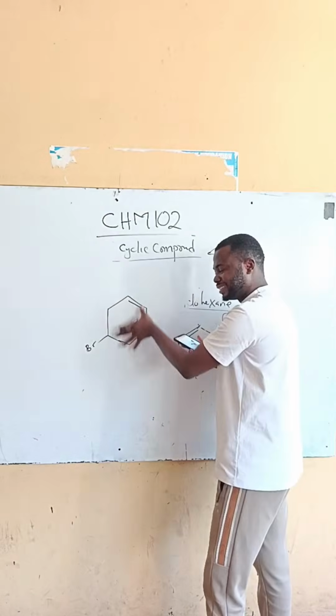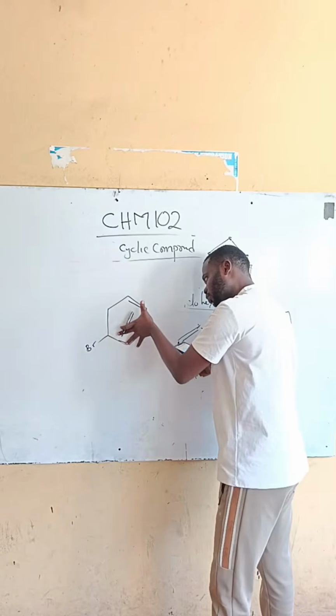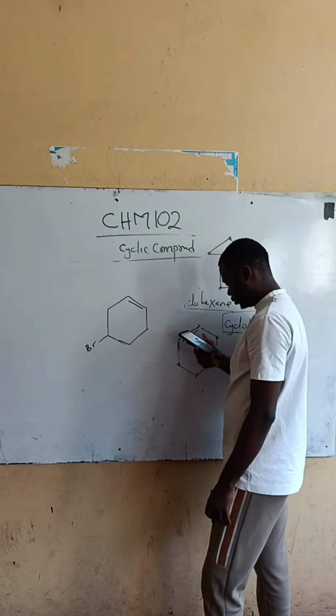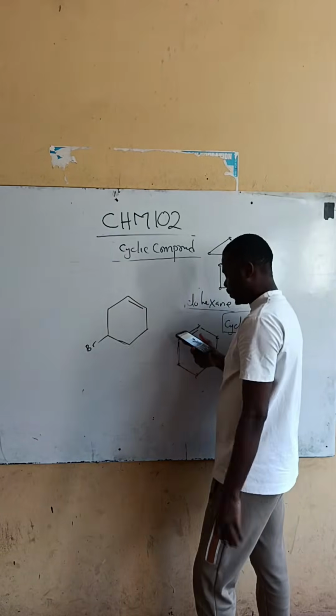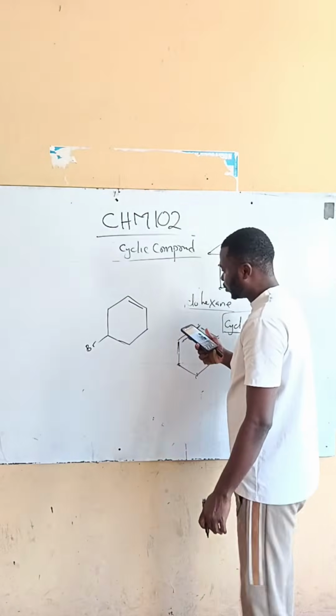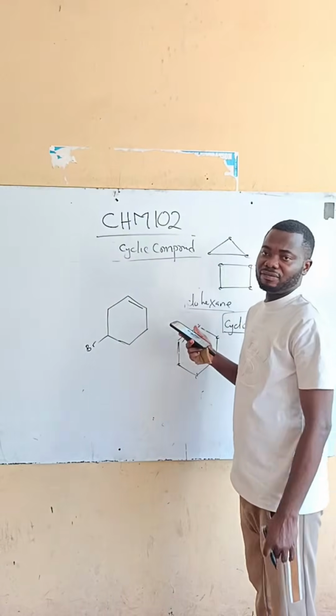Those who are asking for anti-clockwise or clockwise, first pay attention to what I'm saying. Is there a functional group on this compound? Now, what is the functional group on that compound? I need to know what's the functional group on that compound. Yes, it's alkene.